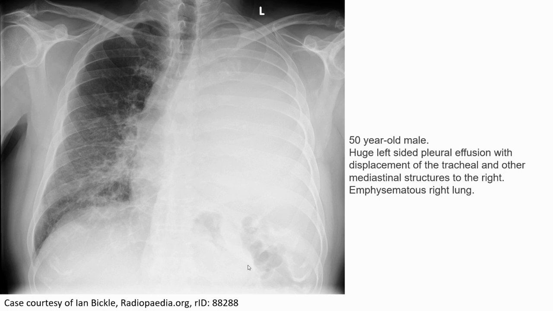Case of a 50-year-old male with a whole left-sided pleural effusion with displacement of the trachea and other mediastinal structures to the right. Emphysematous right lung is also noted.